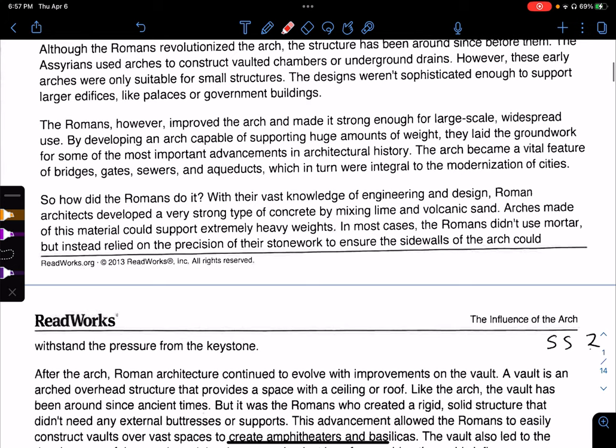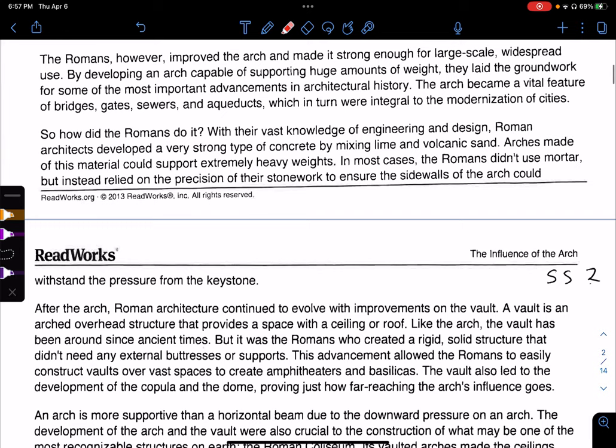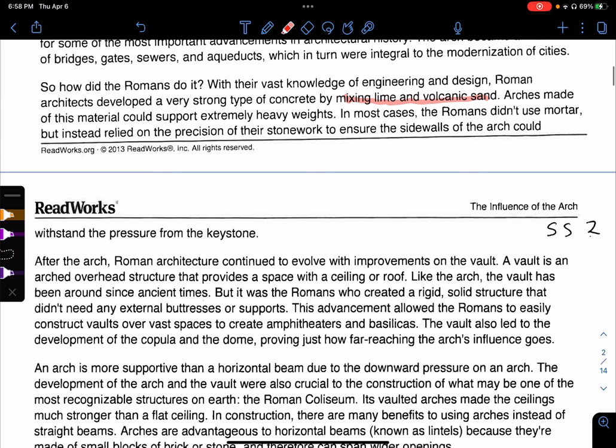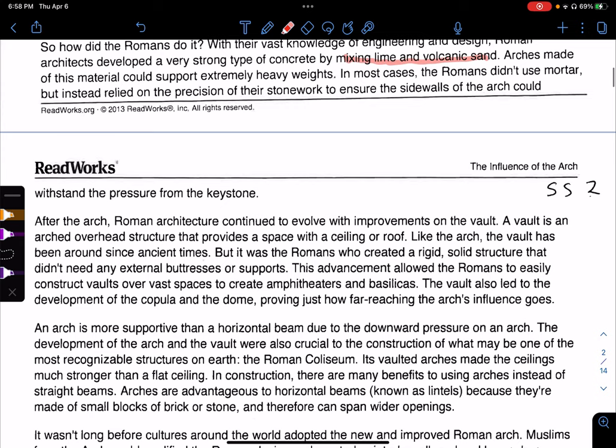So how did the Romans do it? With their vast knowledge of engineering and design, Roman architects developed a very strong type of concrete by mixing lime and volcanic sand. Arches made of this material could support extremely heavy weights. In most cases, the Romans didn't use mortar, but instead relied on the precision of their stonework to ensure the sidewalls of the arch could withstand the pressure from the keystone.